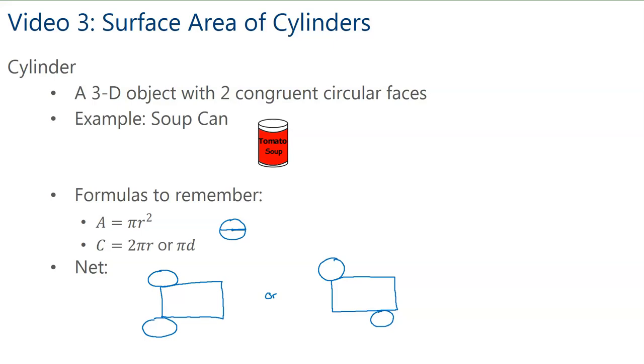Now we need to know the circumference because if we look at the rectangle, the way we find the area of a rectangle is length times width. So we know, say this is the height of the soup can, but the width here is the curved surface going around. It's essentially the circumference of the can, which we know is 2 pi r. So in order to find the area of the rectangle, we need to multiply length and width together, 2 pi r times h.